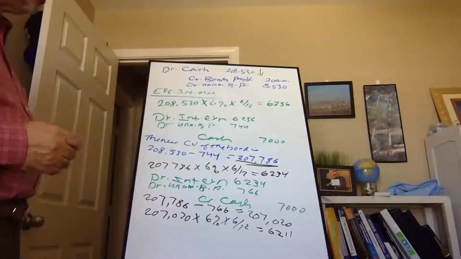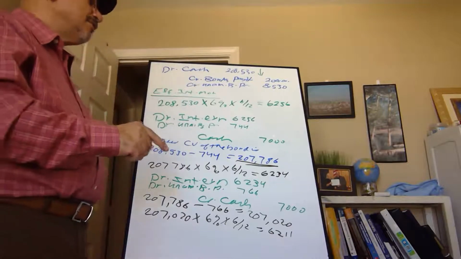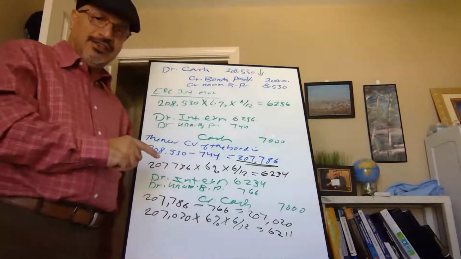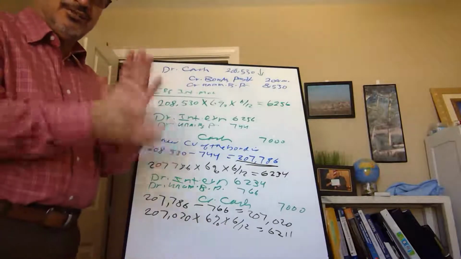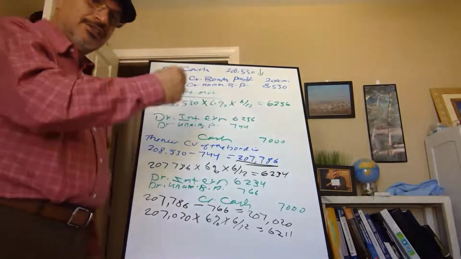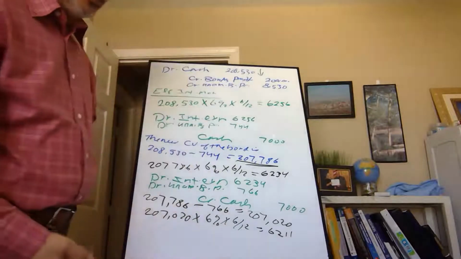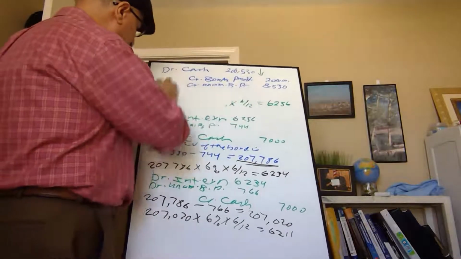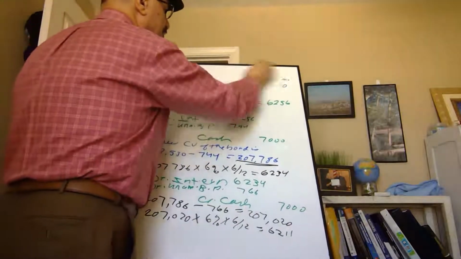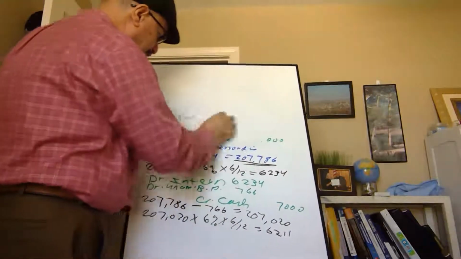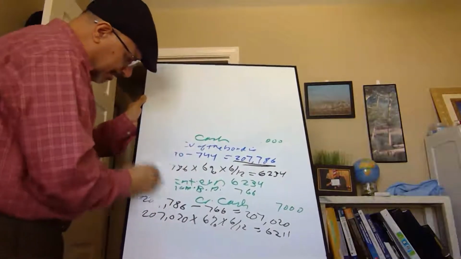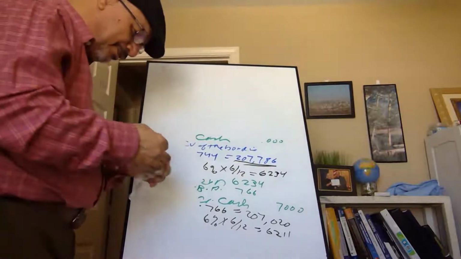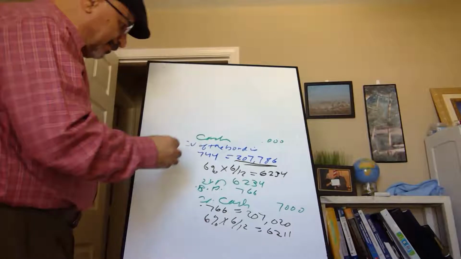By the way, if the market interest rate is the same as the stated interest rate, then there is no amortization here. You debit interest expense, credit cash, debit interest expense, credit cash. Okay. All right, now we are going to switch gears, like I promised you, to the statement of cash flows.